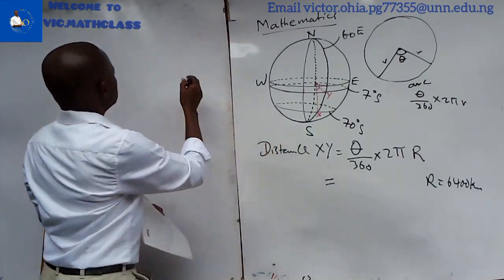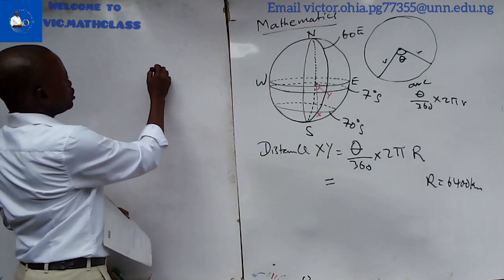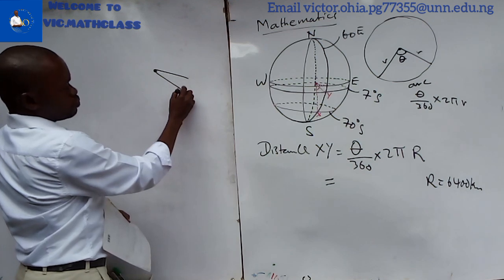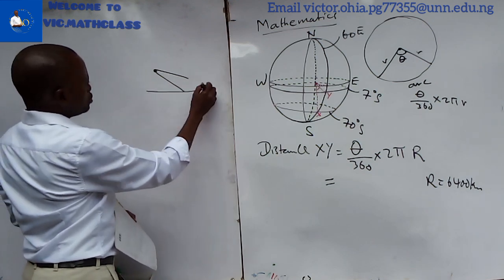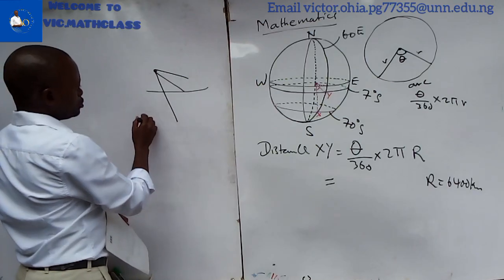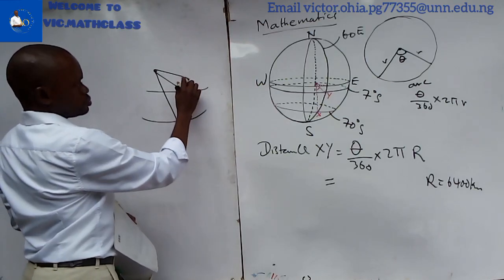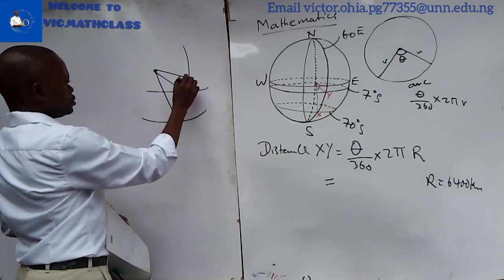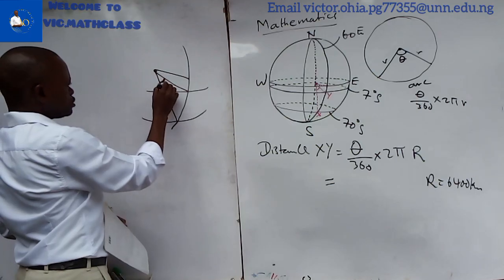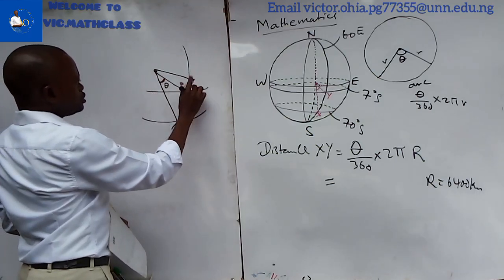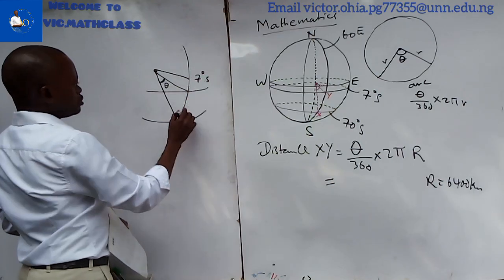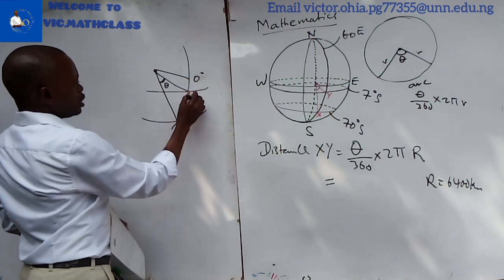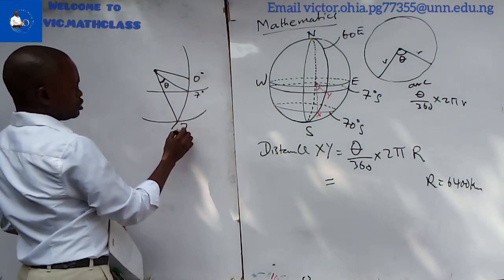Let me illustrate. This is the center of the earth. This is the line that connects the equator. This is the one that connects location Y, and then this one connects something like this. But the angle you need is this theta. Let me say this is 7 degrees south, and this is 0 degrees, the equator, and this is now 70 degrees.